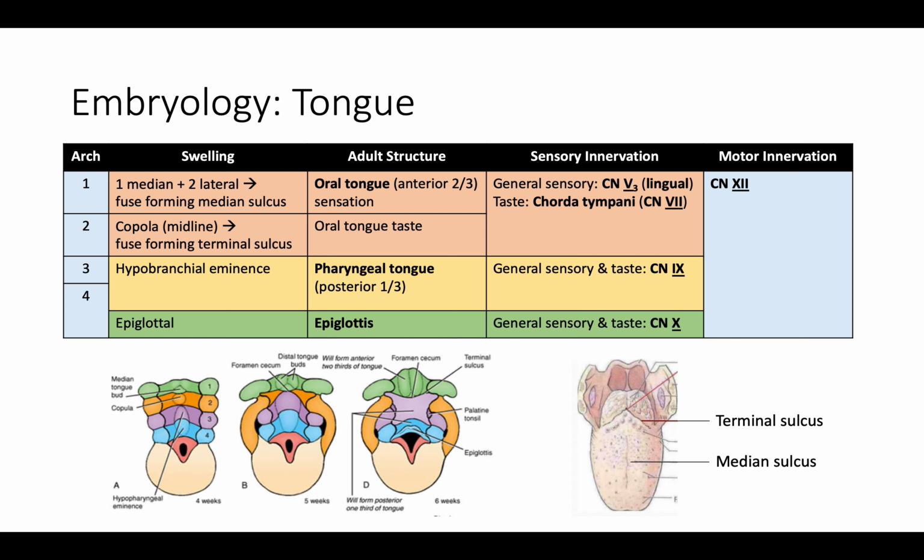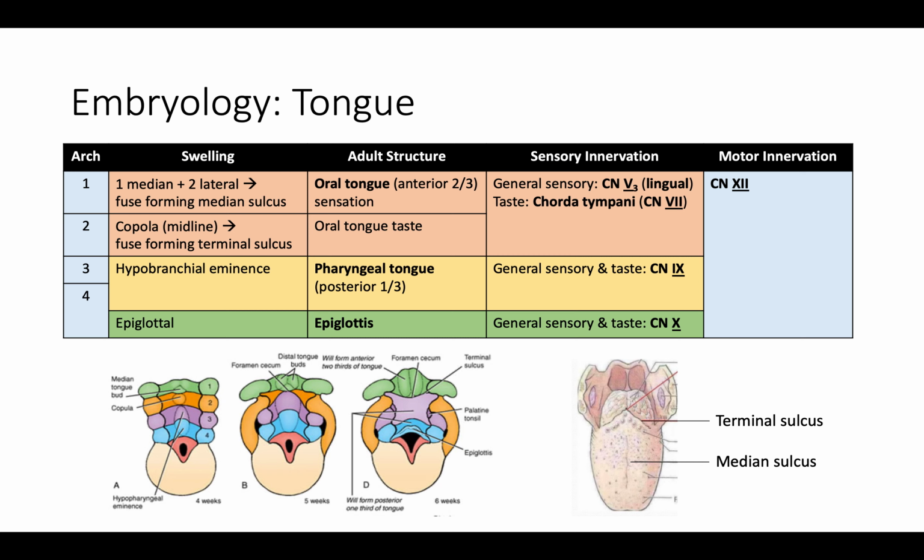Okay, so embryology of the tongue. So there's 4 arches here too. And I know that these are hard to remember, but if you keep going over them, they can get into your brain. So arch 1, it's going to be the tongue, and that's derived from the 1 median and 2 lateral swellings. And this is going to go to the general sensory cranial nerve V3 lingual, and then the taste chorda tympani cranial nerve 7. And the motor innervation is going to be cranial nerve 12.